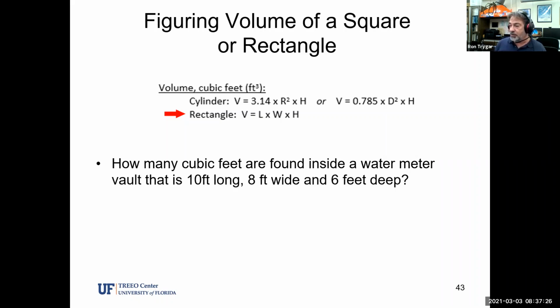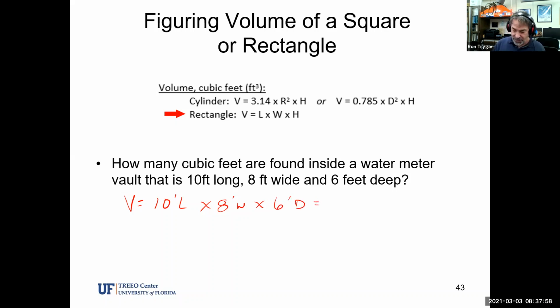We have a question that says, how many cubic feet are found inside a water meter vault that is 10 feet long? So we're working volume here. So volume is length times width times height. So we have 10 feet in length. We have 8 feet in width, and multiply that by the depth. In this case, instead of the word height, it says depth. So we're going to go 6 feet as depth, and we're going to multiply those three together.